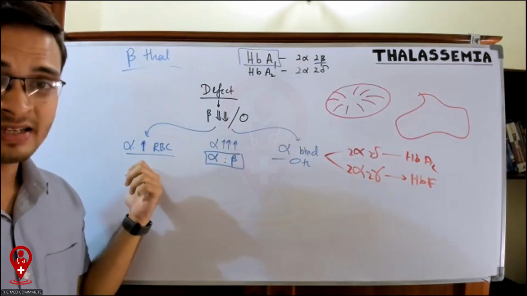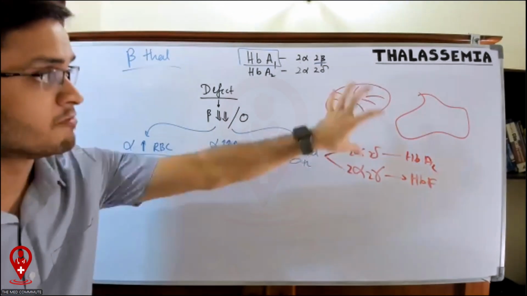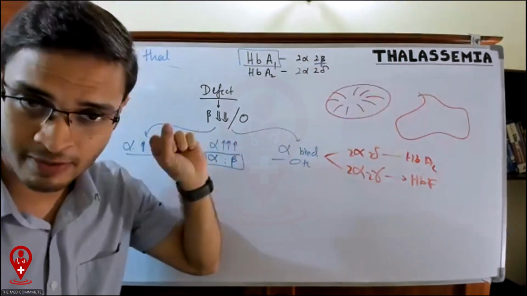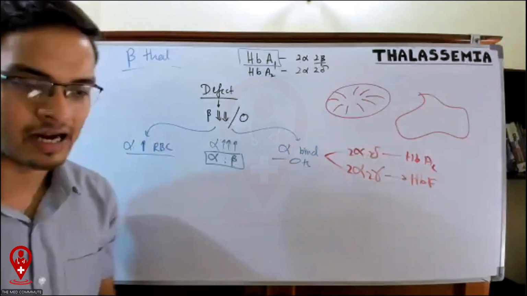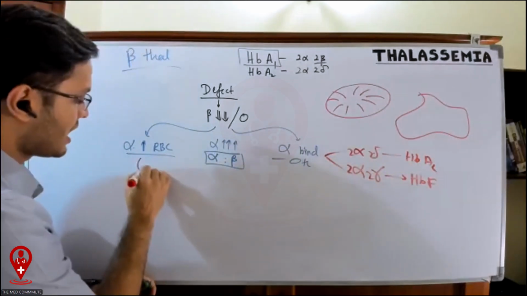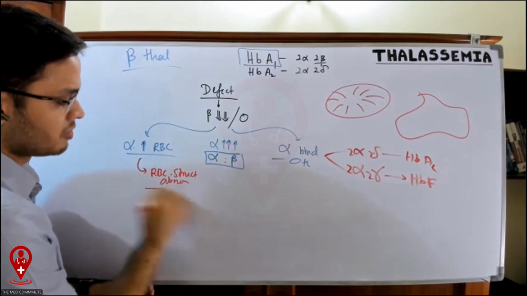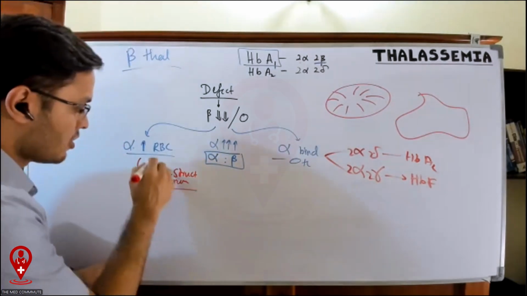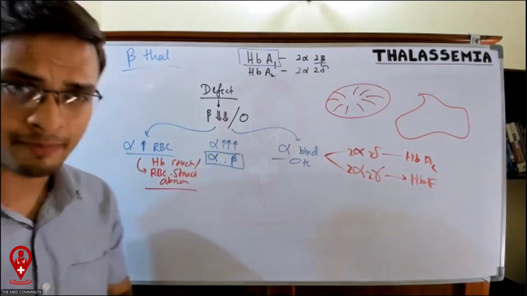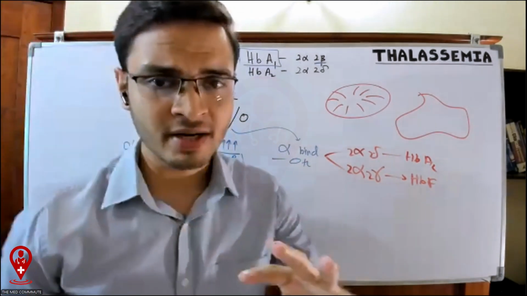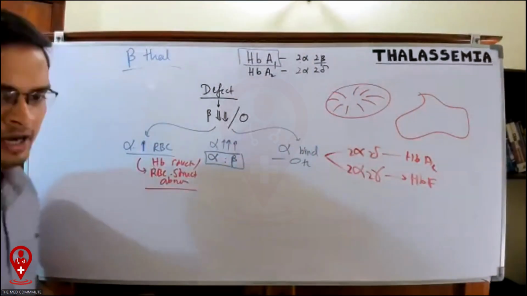So when there is an increased number of alpha chains in the RBC, the hemoglobin structures become abnormal. We know that for normal hemoglobin, we need about 27 picograms of hemoglobin per RBC. That quantity also becomes abnormal. Because of that, the entire hemoglobin structure and the RBC structure become abnormal. So when hemoglobin structure and RBC structure both become abnormal, what is going to happen?